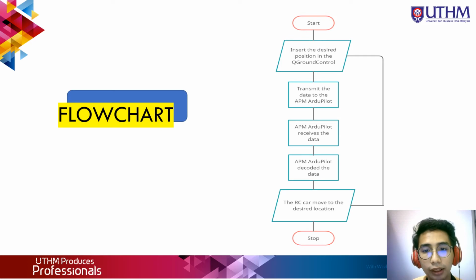And then after that, the radio module on the APM on the vehicle will receive the data and send it to the APM autopilot to be decoded and run the task given, and the RC car will move to the desired location. After that, if no data is inputted, it will stop the program, and if the user wants to enter a new mission, it will go back to inserting the desired position in QGroundControl.